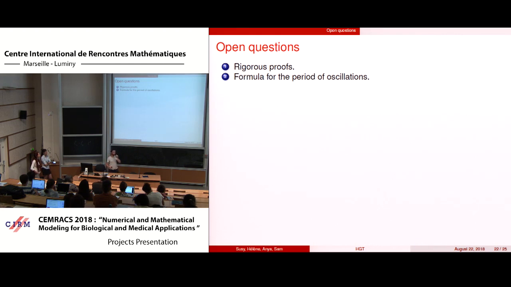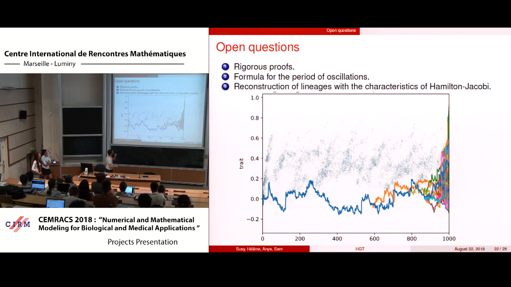a formula for the period of oscillation, which is intricate because it involves time. We have to compute the time for the rescue of small population. And one other aspect that we wanted to show you, because it's kind of funny, is if we compute lineages. So this is a plot for the stochastic model. Each point is an individual over time, and we wanted to see at final time what were the ancestors of each individual. So the lines that are drawn here are lineages, all the ancestors of each individual.